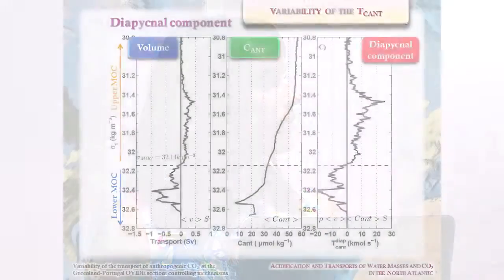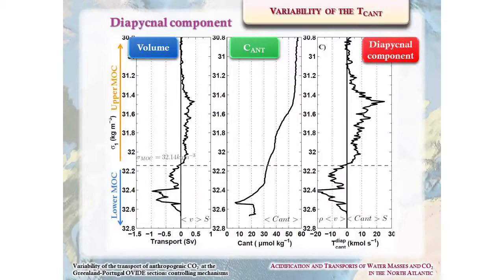If we decompose the diapycnal component in terms of mean profiles of volume and anthropogenic CO2, you observe that the vertical profile of the diapycnal component follows perfectly the vertical profile of the anomaly of volume transport. Although the vertical integration of the volume transport is equal to 0, the larger concentration of anthropogenic CO2 in the upper limb of the meridional overturning circulation than in the lower limb results in the higher northward transport of the diapycnal component.